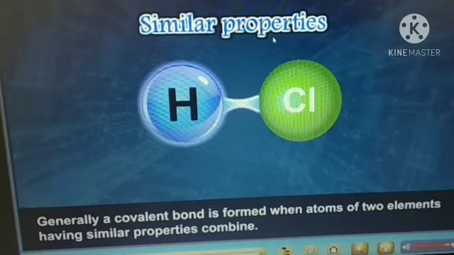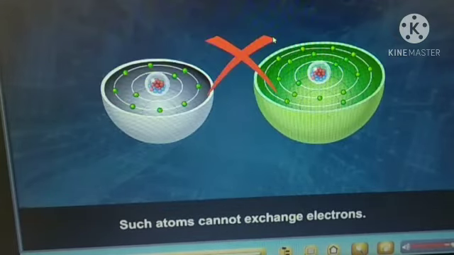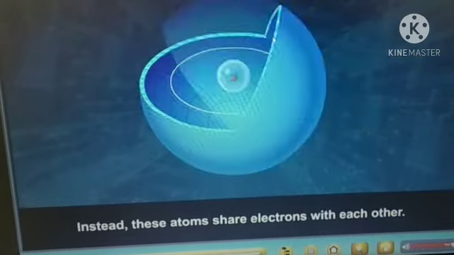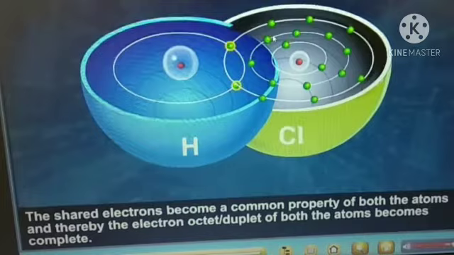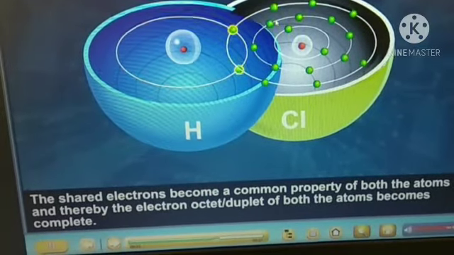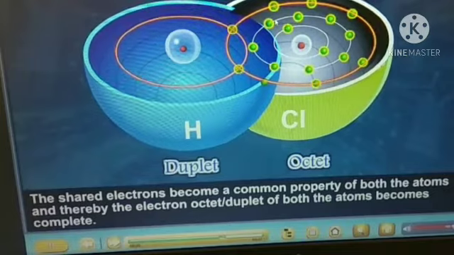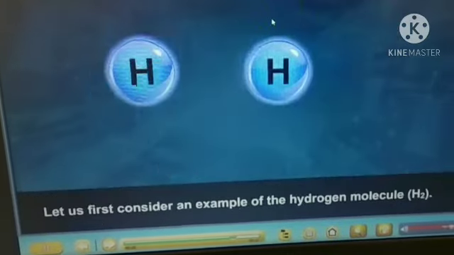Covalent bond. Generally, a covalent bond is formed when atoms of two elements having similar properties combine. Such atoms cannot exchange electrons. Instead, these atoms share electrons with each other. The shared electrons become a common property of both the atoms, and thereby the electron octet or duplet of both the atoms becomes complete.